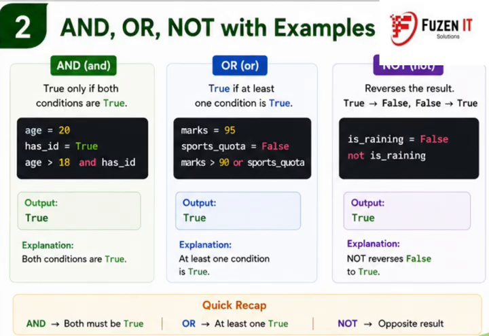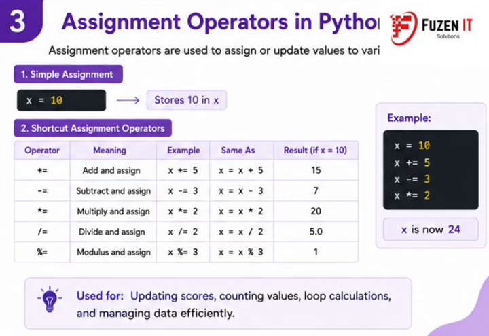Example for not: raining is equals to false, not raining. Then output will become true because not reverses false to true. Quick recap: and, both must be true; or, at least one true; not, output is opposite to the result. And slide 3 explains about the assignment operators in Python.